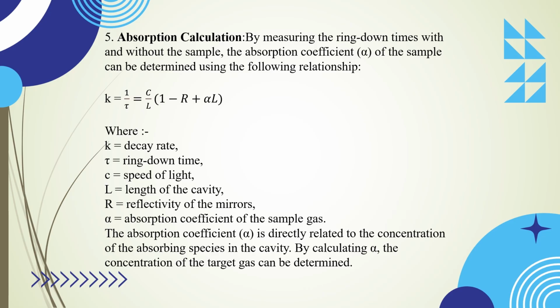Fifth, absorption calculation. By measuring the ring down times with and without the sample, the absorption coefficient alpha of the sample can be determined using the following relationship, which is given in the PPT, where k is the decay rate, tau is the ring down time, c is the speed of light, L is the length of the cavity, R is the reflectivity of the mirror, and alpha is the absorption coefficient of the sample gas. The absorption coefficient is directly related to the concentration of the absorbing species in the cavity. By calculating alpha, the concentration of the target gas can be determined.